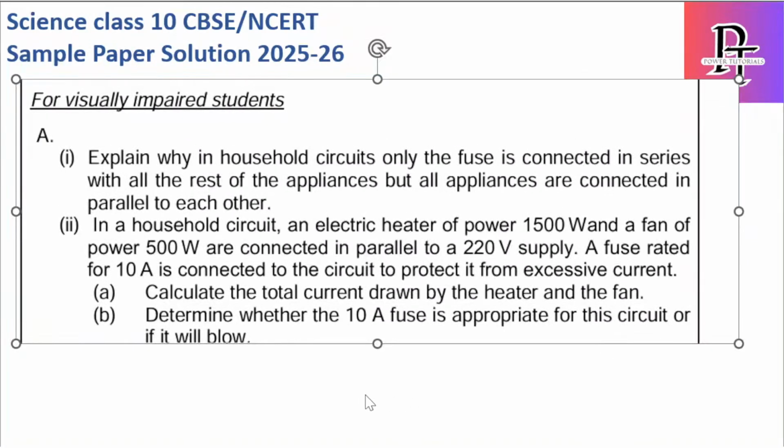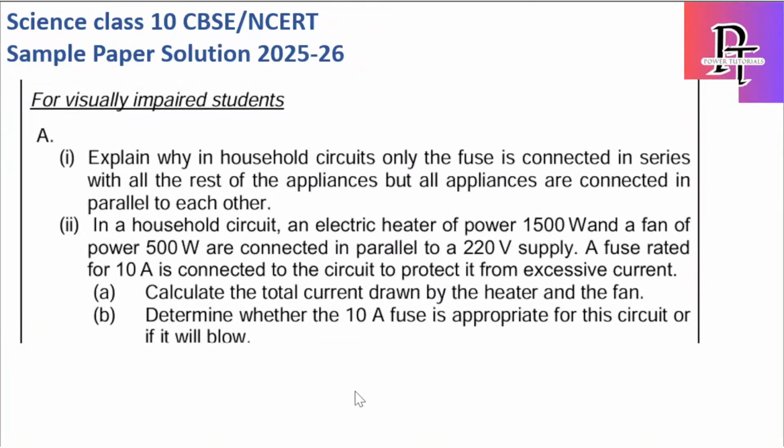So let's first understand the question. In A, we again have two subparts. The A part: explain why in household circuits only the fuse is connected in series with all the rest of the appliances, but all appliances are connected in parallel to each other. So the first part is a theory question. I will not write in steps, but I will simply explain, so that you can write it in your own words. The explanation is why the fuse is required and why the fuse is connected in series.